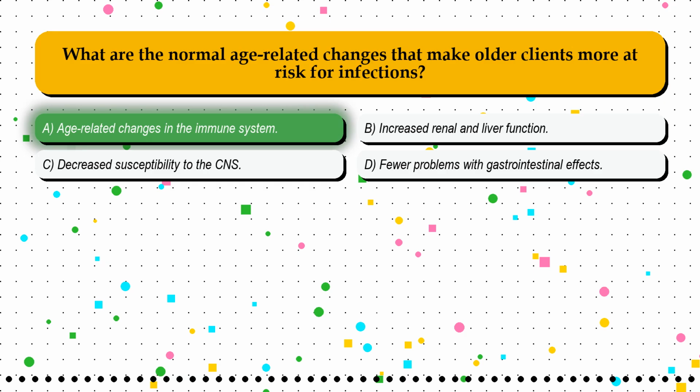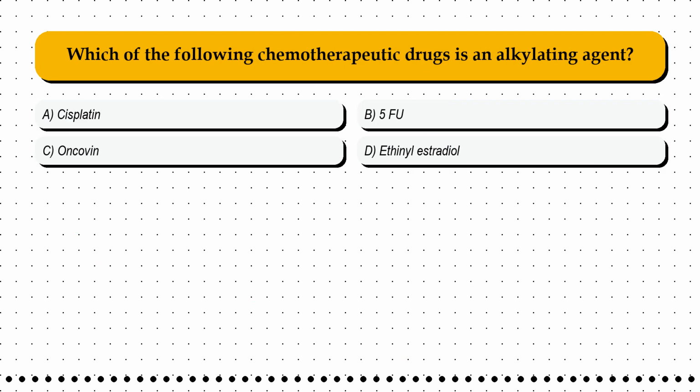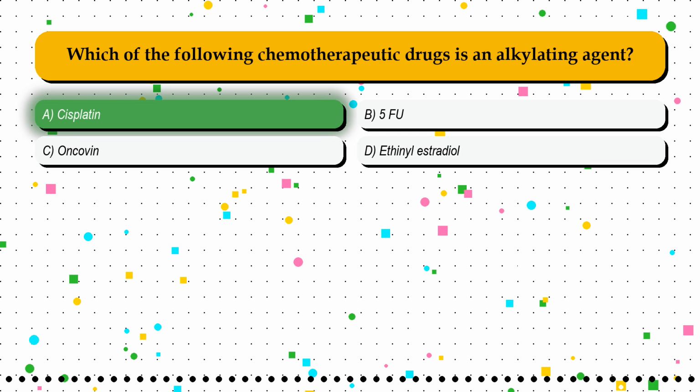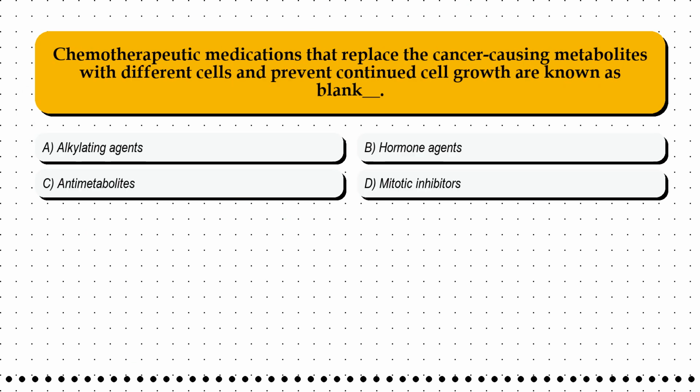The correct answer is option A, age-related changes in the immune system. Question 192. Which of the following chemotherapeutic drugs is an alkylating agent? Option A, cisplatin. Option B, 5-FU. Option C, oncovin. Option D, ethinyl estradiol. The correct answer is option A, cisplatin.